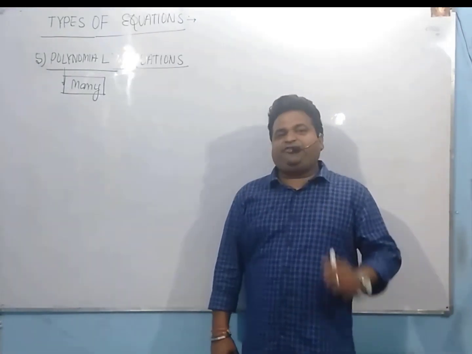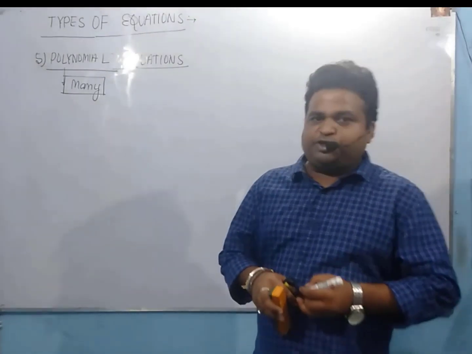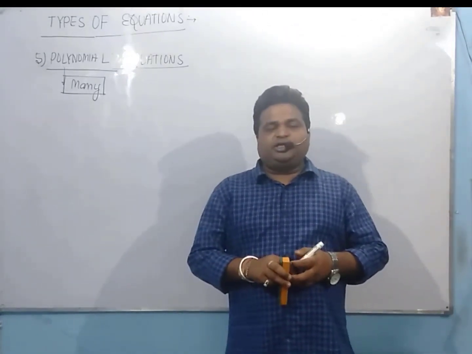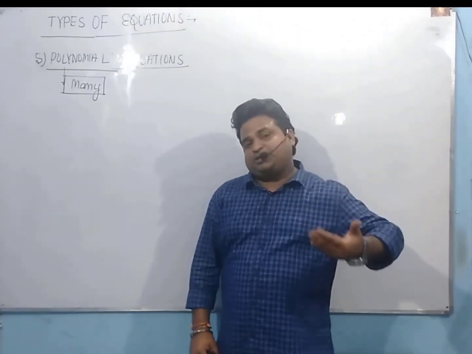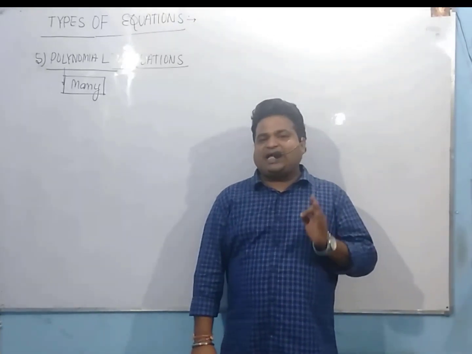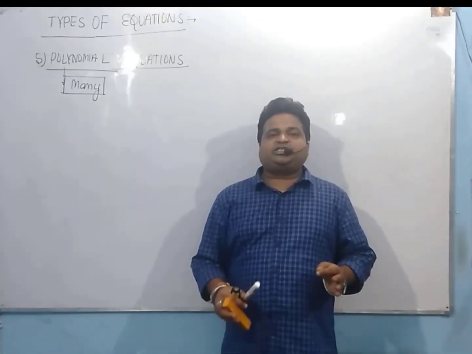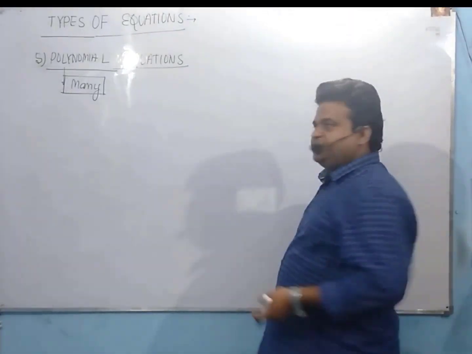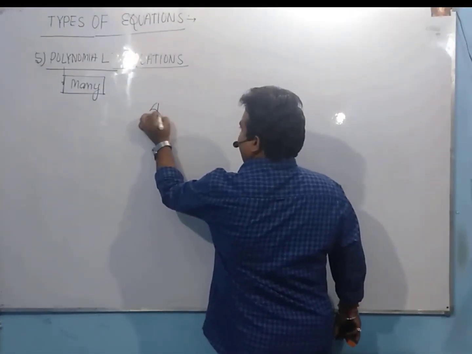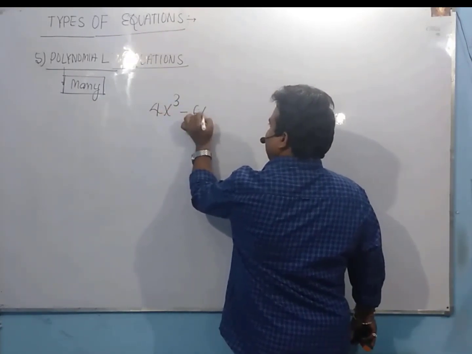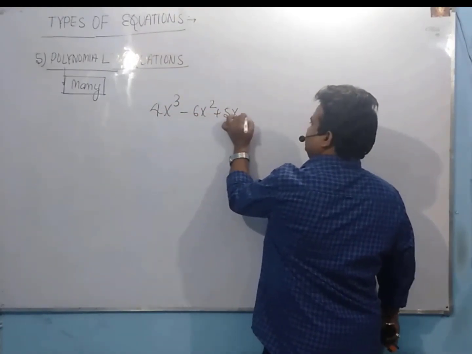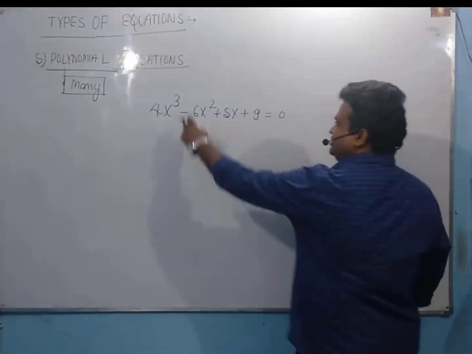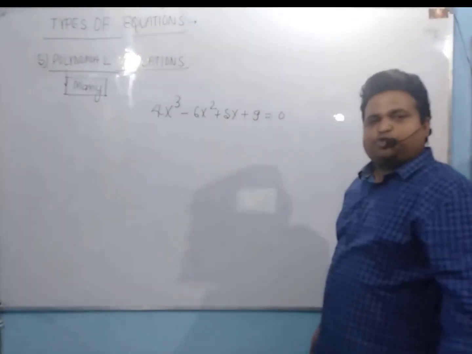So the basic definition of a polynomial equation is what? A polynomial equation is one which takes away the highest exponent limit. There is no limitation on the x exponent. Here all the x are numbers and the equation consists of several terms. For example, 4x cube minus 6x square plus 5x plus 9 is equal to 0. This is a polynomial equation where the highest degree of x exponent is 3.